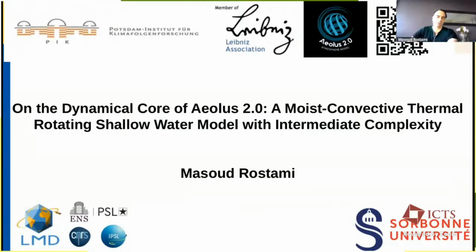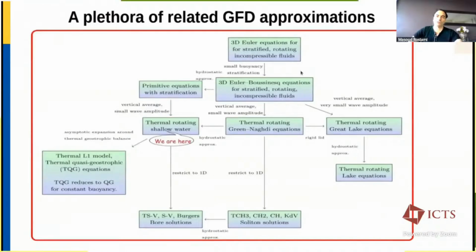So this approach, in fact, is about how we can include the effects of moist convection in a thermal rotating shallow water system. Before going toward the details, at first I'd like to show this slide. This slide shows where we are.